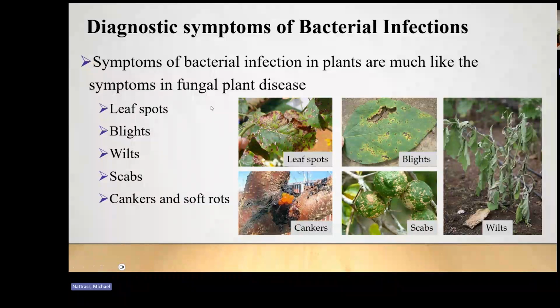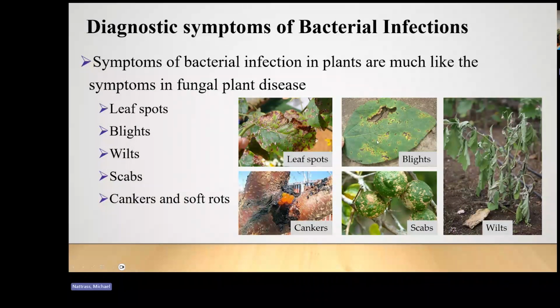Some of the signs and symptoms of a bacterial infection are going to be very similar to a fungal plant. So it's important to understand that a symptom is something that says there's a problem. It's something that stands out that goes, wait a minute, that's not right. The sign is actual physical evidence of the problem. So you're going to see the symptom, and then you're going to need to address the sign.